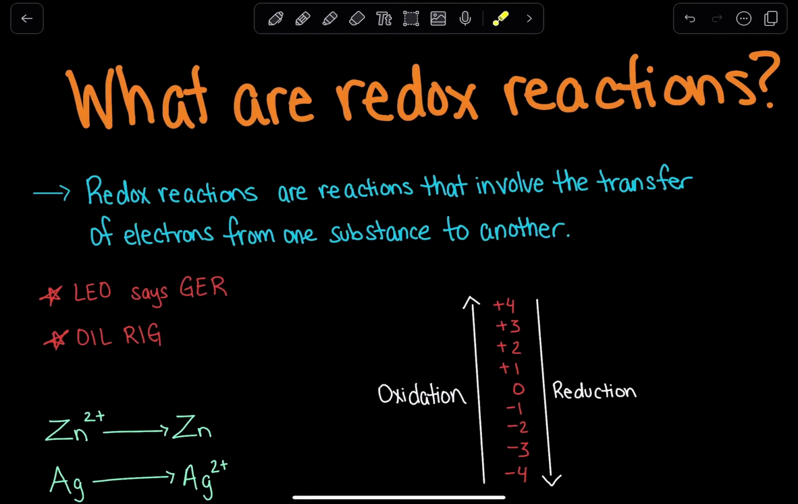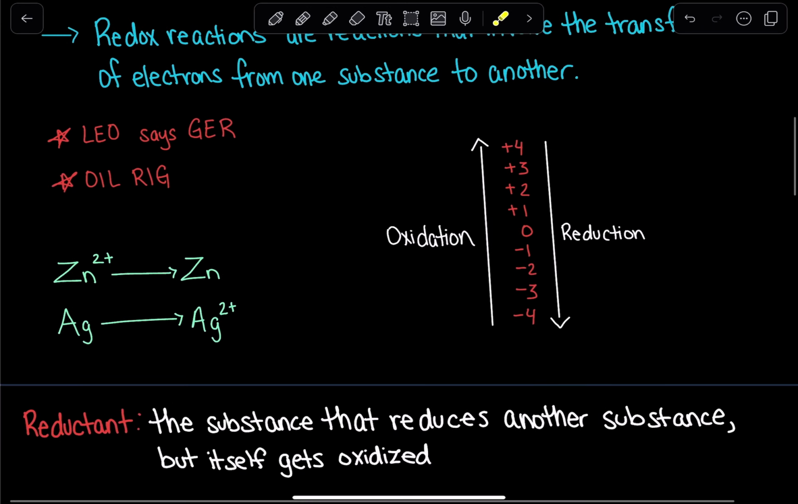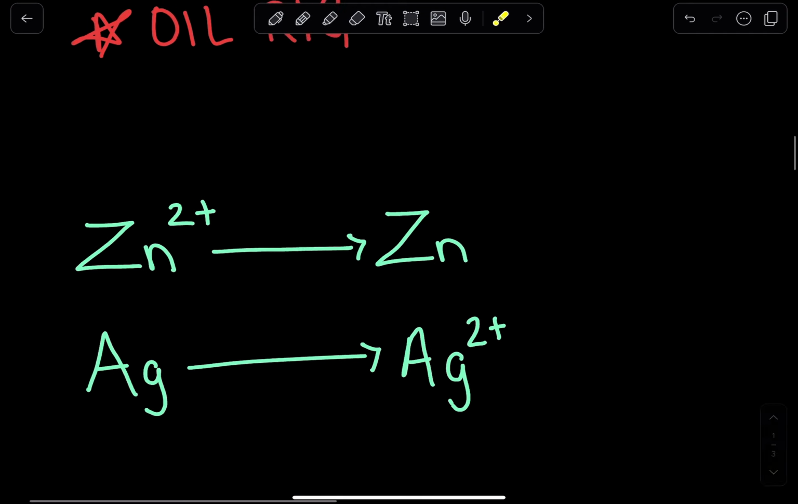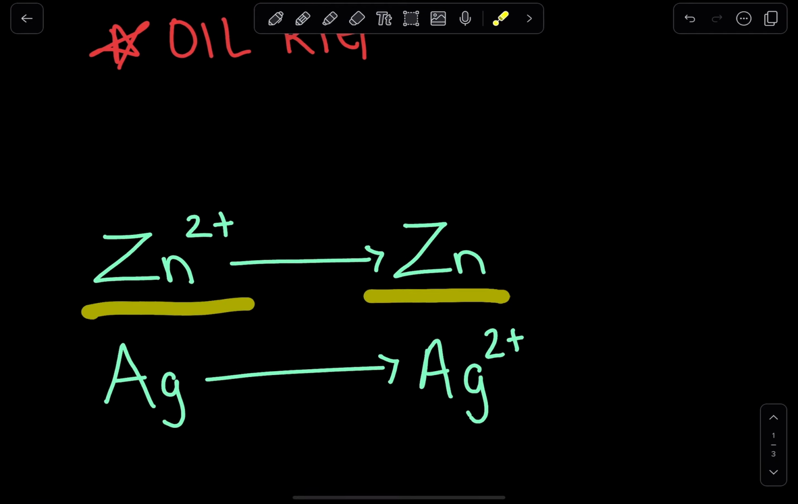So what are redox reactions? Redox reactions are essentially reactions that involve the transfer of electrons from one substance to another substance. So in the idea of redox reactions, you will have one substance that's gaining electrons and you'll have another substance that is losing electrons. So let's look at this example over here of zinc 2 plus to zinc.